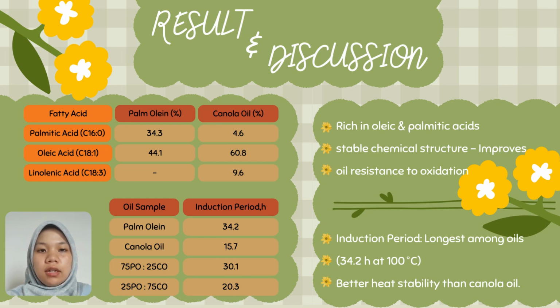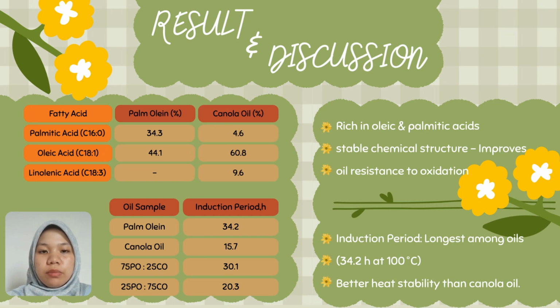On the other hand, canola oil has only 4.6% palmitic acid and a much higher level of linolenic acid, about 9.6%, which is a polyunsaturated fat. This type of fat is highly prone to oxidation and breaks down faster when exposed to heat.